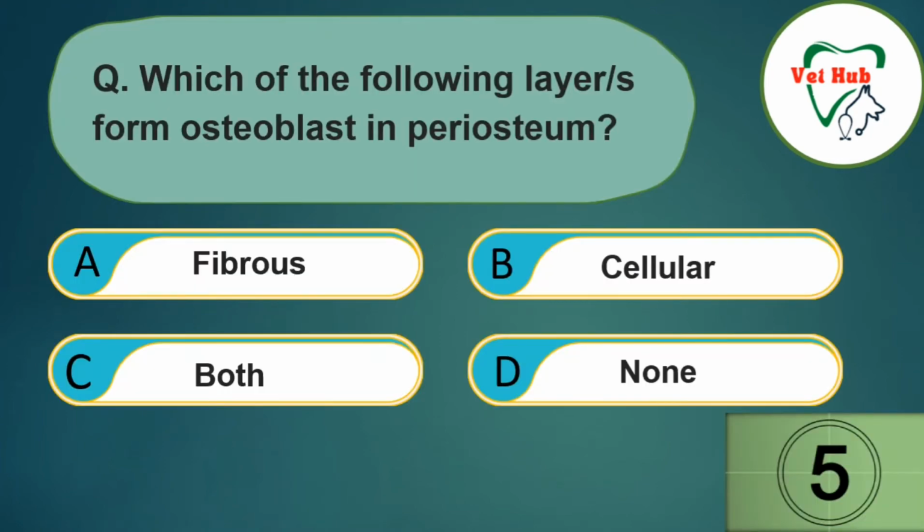And the next question is, which of the following layer or layers form osteoblast in periosteum? And the options are option number A, fibrous, option number B, cellular, option number C, both, and option number D, none. Your time begins.